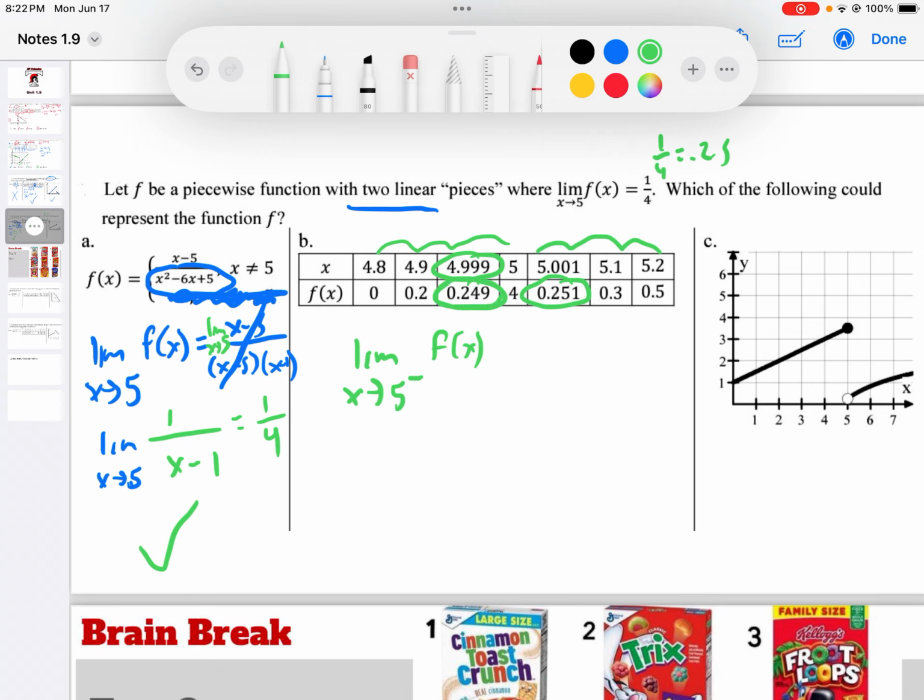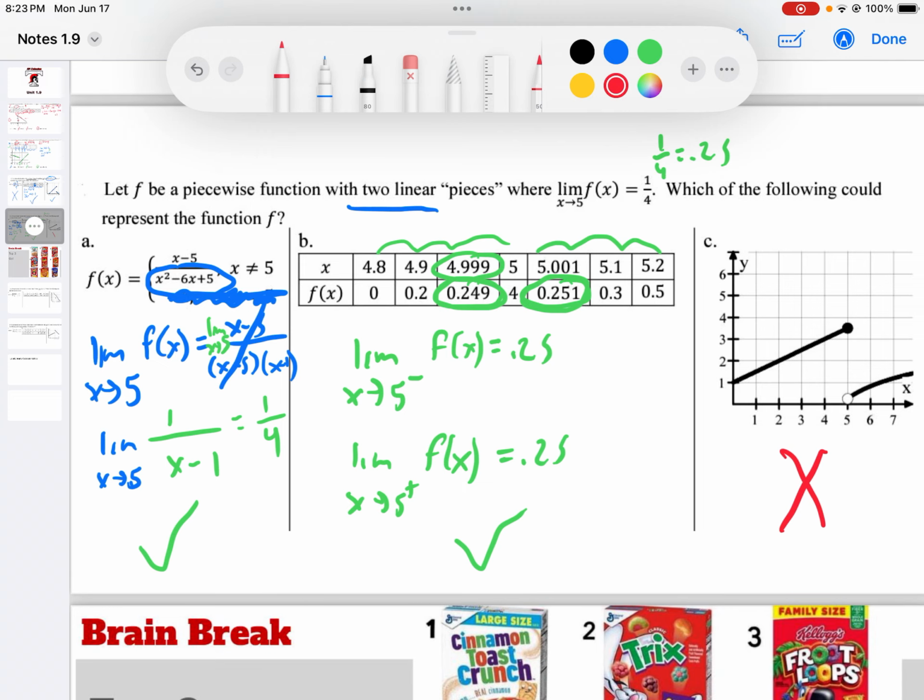4.9999 is really close to 5, and 0.249 is really close to 0.25. It looks like it's getting there from underneath, from the smaller numbers. The limit as x approaches 5 from the right of f of x, well, it feels like it is. I can't confirm that it's linear, but it looks like it's going to be 0.25 also. So I would say this is it. All right, last one. The limit does not exist on this one, so we're just going to cross it out. We want to find the limit to be 1/4.